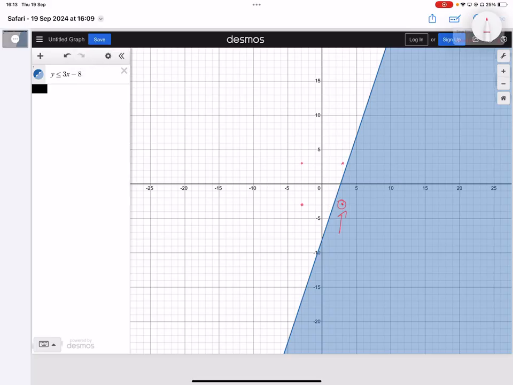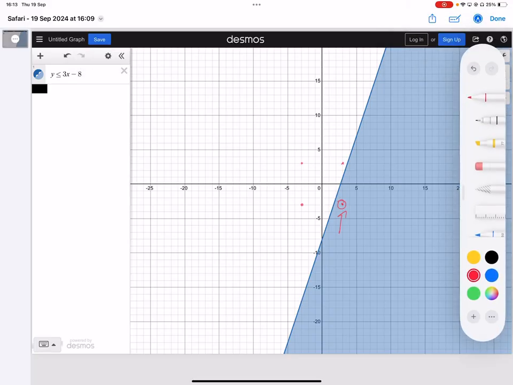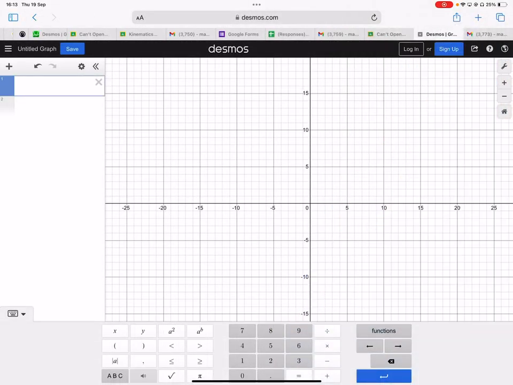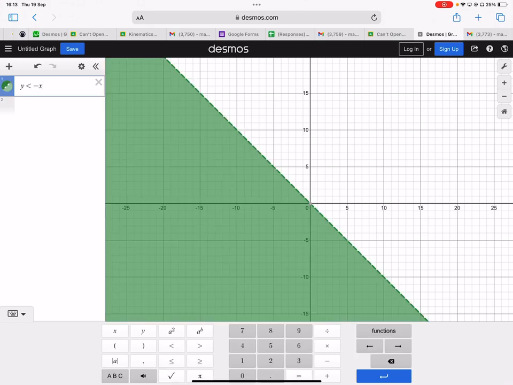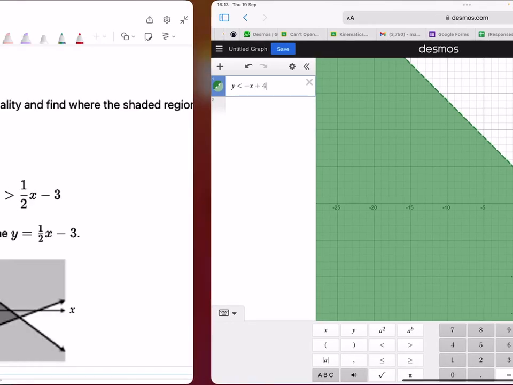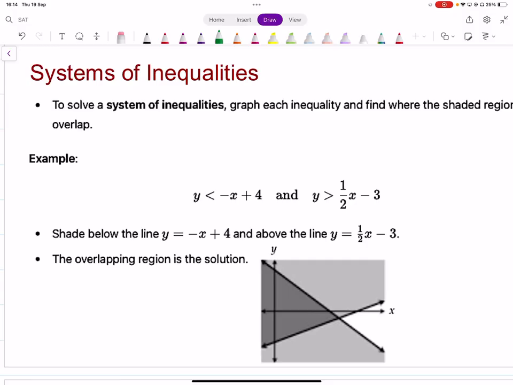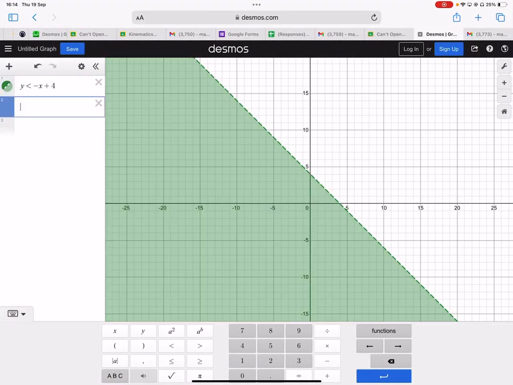So this is y less than -x plus 4. This is the first inequality. Okay. What's the other one? Y greater than half x minus 3.